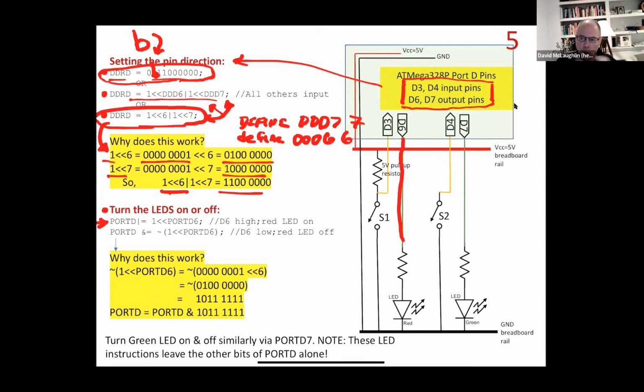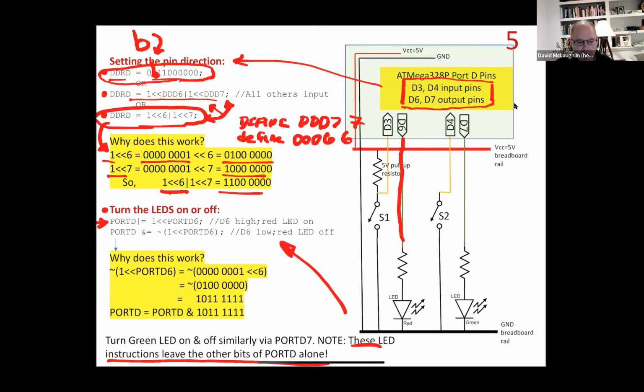So when we do PORTD OR equals, what we're saying is PORTD equals PORTD OR 1 shift left 6. We'll take whatever value PORTD had before, and OR that with a 1 in bit position 6. It leaves all of the other bits of PORTD unchanged. That's an important thing here. These LED instructions leave all the other bits of PORTD alone. We're using the complicated shorthand PORTD OR equals, and that leaves all the other bits alone. That's to turn the LED on.